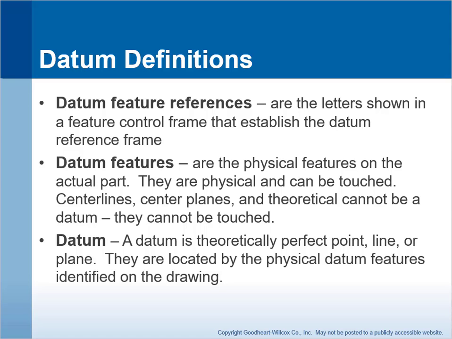Whereas a datum, on the other hand, is a theoretically perfect point, line, or plane. They are located by the physical datum features identified on the drawing. So a datum is theoretically perfect, whereas a datum feature is the actual physical feature on a part, and it's imperfect. And datum feature references are the things that we're going to be putting in feature control frames to define the datum reference frame.